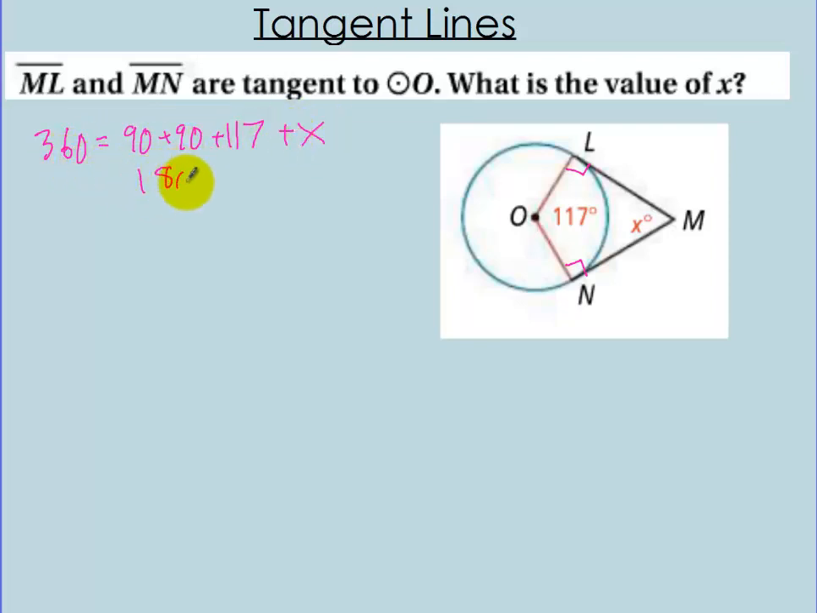So that's going to be 180 plus 117. If you add those up, that's 297 plus x equals 360. And that means our x has to equal 63.